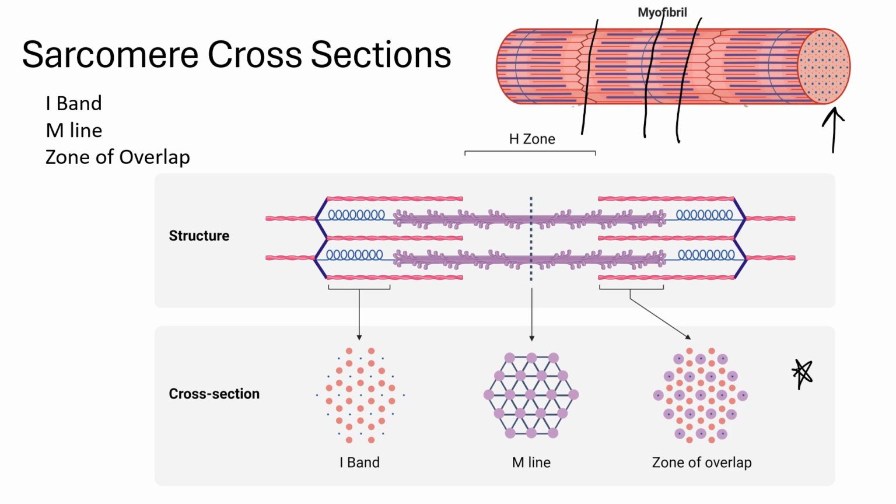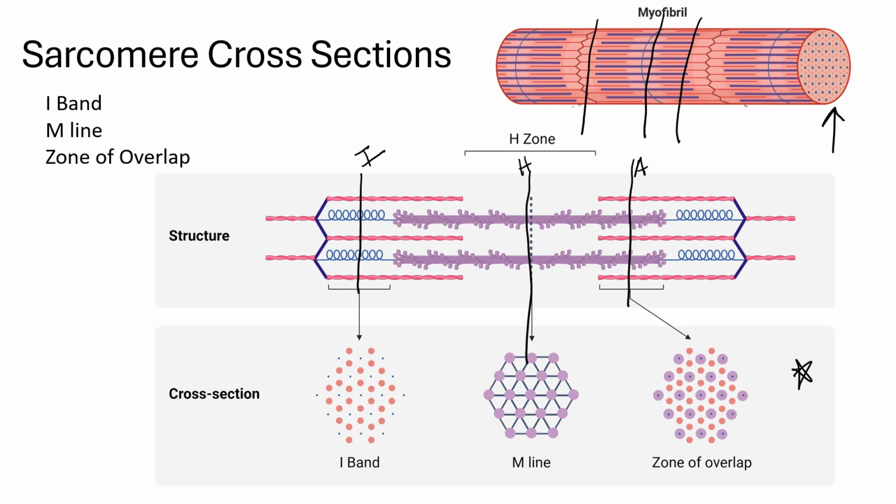So, okay, now take a look at the cross sections on the bottom of this picture. What they contain is a visual representation of your definitions for the I band, A band, and H band, right? Here's the I band right here. Here's the M line or H band right here, it's labeled. And then this is showing you the contents of an A band.